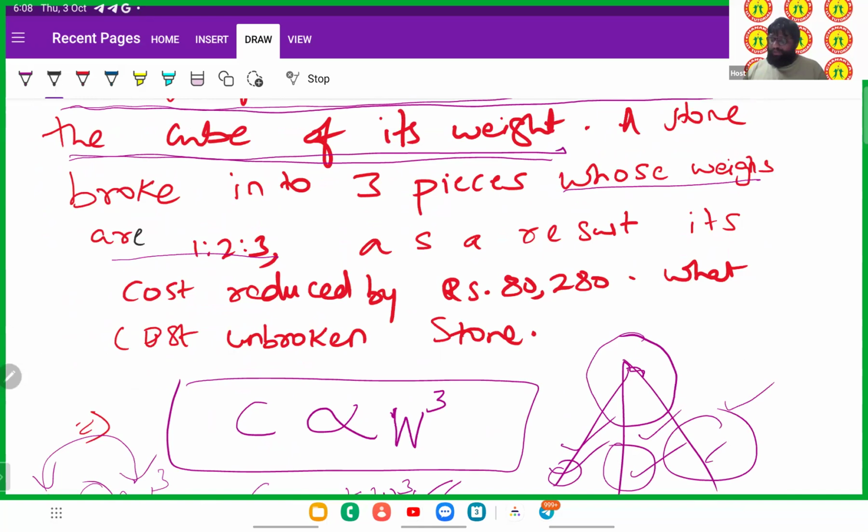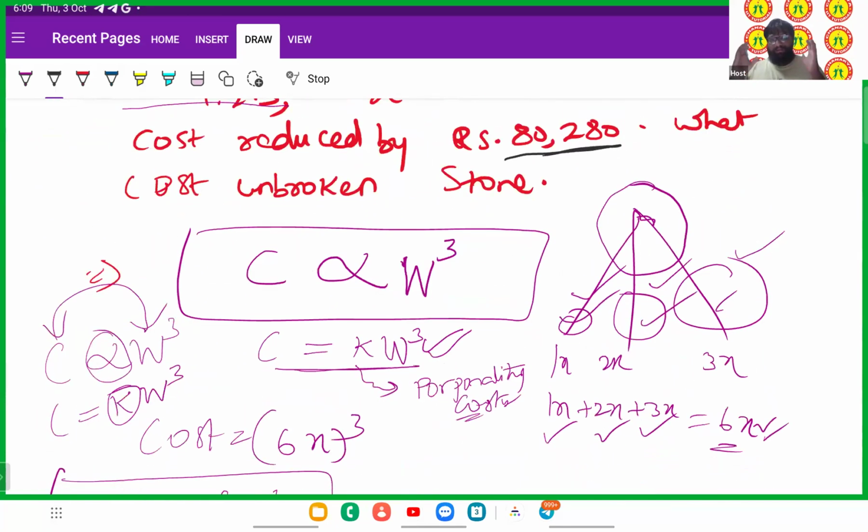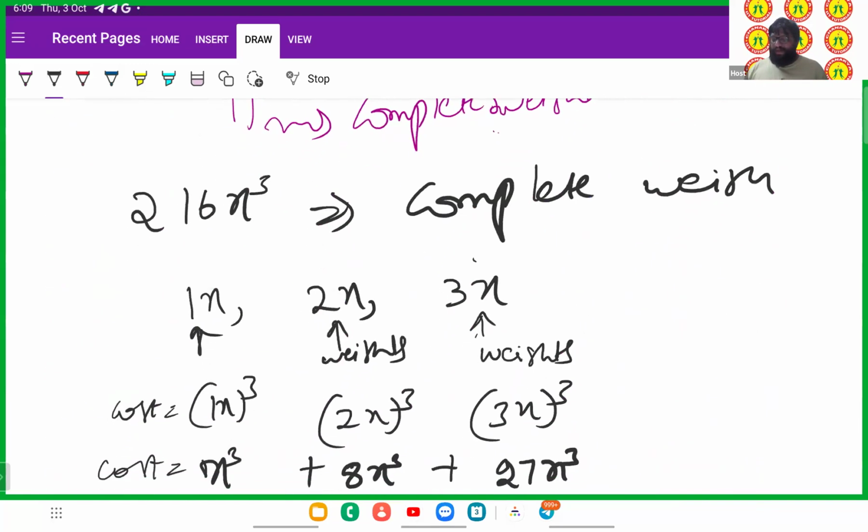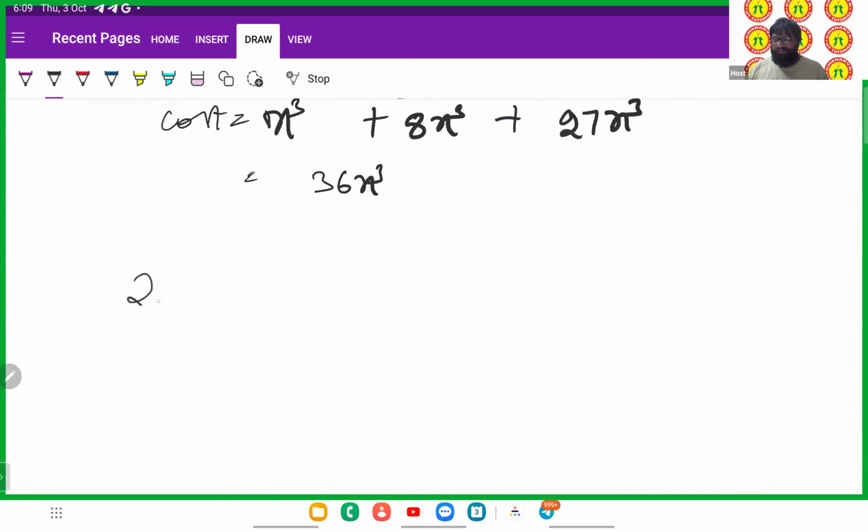As a result, the cost is reduced by 80,280 rupees. So first of all, they are combined. After breaking, the cost is reduced. So what is the initial cost? This is X, students. Don't predefine it as N. This is X. So this is the initial complete weight, right?